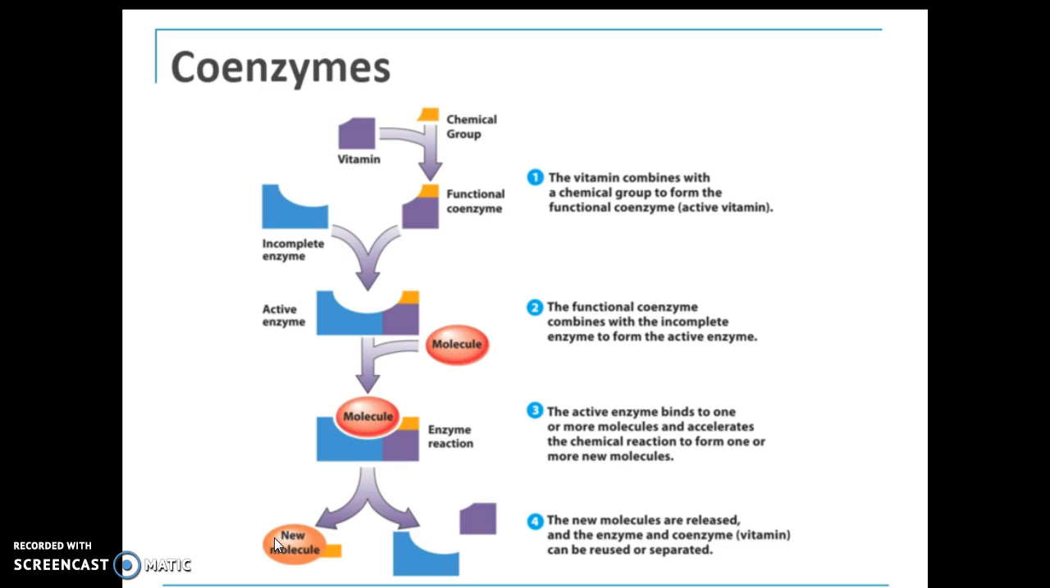And here's an example of how coenzymes work. Now that little yellow chemical group that you see, that would be a cofactor, and that cofactor is typically a mineral. So typically a mineral or a chemical group binds to a vitamin, that whole functional coenzyme binds to an incomplete enzyme that activates the enzyme, which then causes a reaction to happen. There's lots of these going on in the citric acid cycle or Krebs cycle, an electron transport chain, and that's where most of those B vitamins that we talk about are involved.